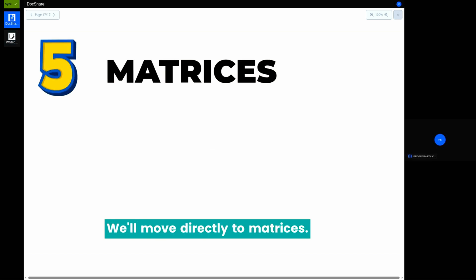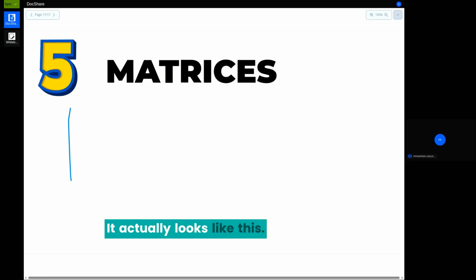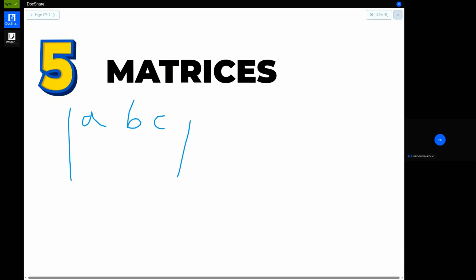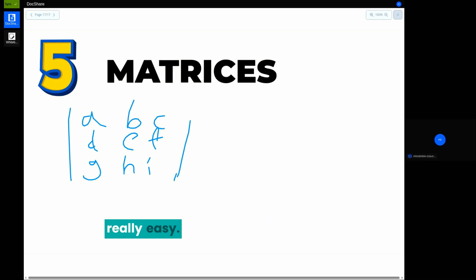We'll move directly to matrices. This is actually really easy. It actually looks like this. Those who don't know matrices find it really hard, but if you just watch the 20-30 minutes lectures about matrices, you will just find it really easy.